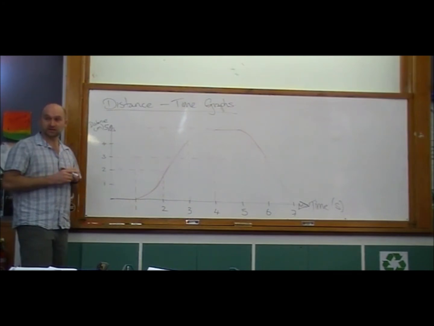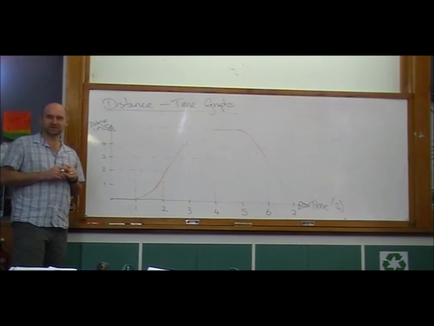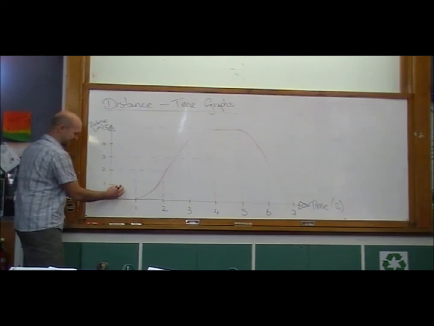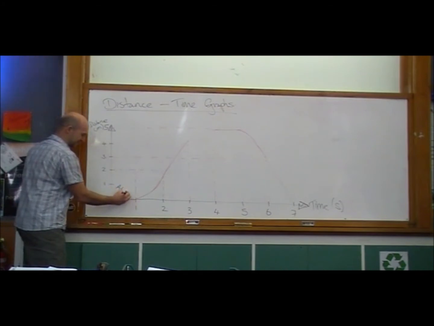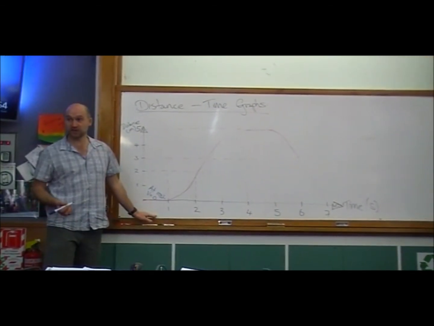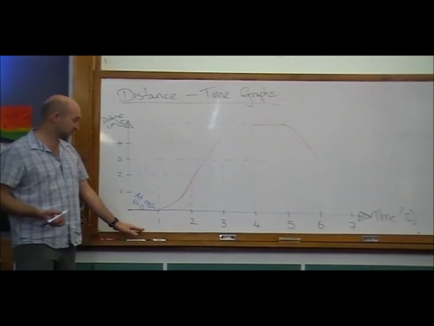Is position constant? No distance is being traveled. Not in motion. At rest. At rest, V equals 0. So it is a constant speed, but it's a constant speed of 0.